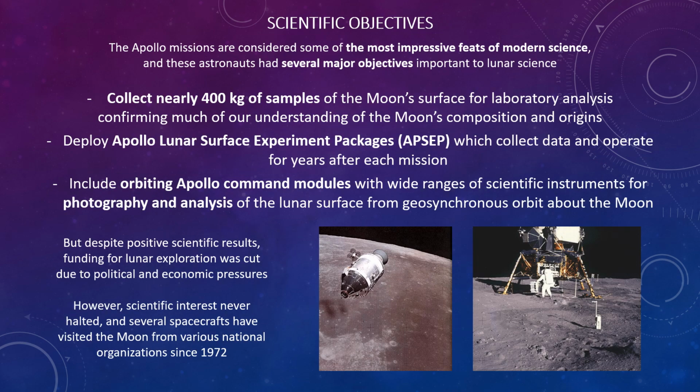The Apollo missions had a lot of objectives, and their success is considered one of the most impressive feats in modern science. So they had to collect nearly 400 kilograms of samples from the moon's surface, little bits of dust, big rocks, and everything in between for laboratory analysis, which helped confirm a lot of our understanding of how the moon was made up and gave us some insight into its origins. They also deployed some packages on the moon surface called the Apollo Lunar Surface Experiment Packages, which collected data and had to operate for several years after each mission.